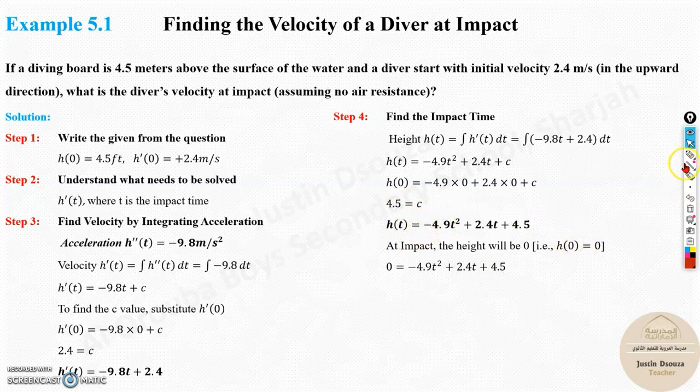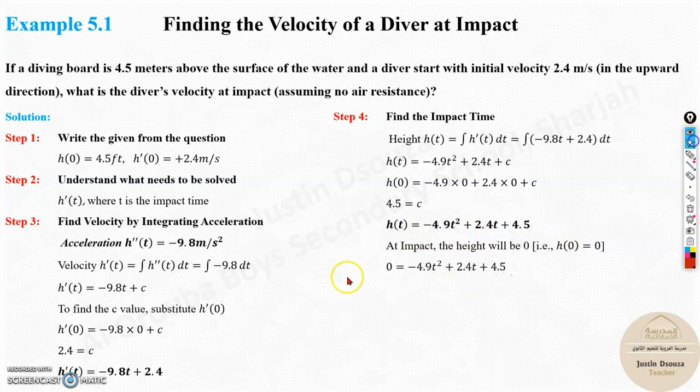Sorry, it is not h of 0, it is h of t. H of 0 is not 0, h of 0 is 4.5. I apologize for this mistake. It is h of t. I'll change this error. It is h of t must be equal to 0. So now just equate this to 0 and solve for the time, you will get the answer.